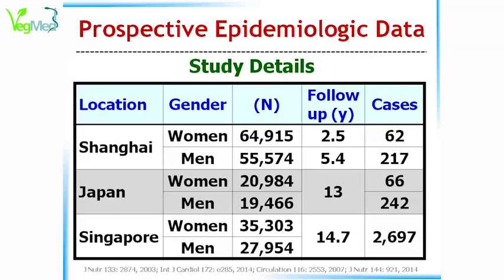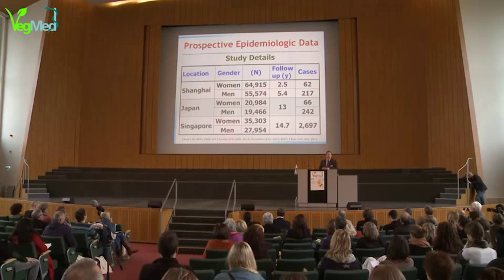You can see in the third column the number of participants in each of these studies. They were quite large. And then you have the number of years the participants were followed, ranging from as little as 2.5 years to as much as 14.7 years. And then you have the number of people in each of these studies that suffered a heart attack.